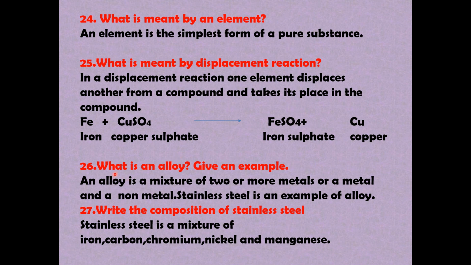Next question, what is an alloy? Give an example. An alloy is a mixture of two or more metals or a metal and a non-metal. Here, stainless steel is an example of alloy. Next question, write the composition of stainless steel. Stainless steel is a mixture of iron, carbon, chromium, nickel and manganese. That's why it's called an alloy.